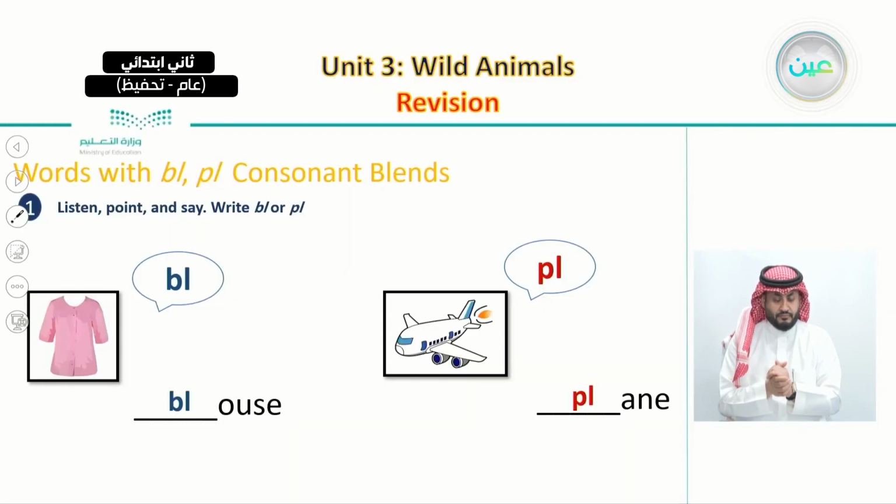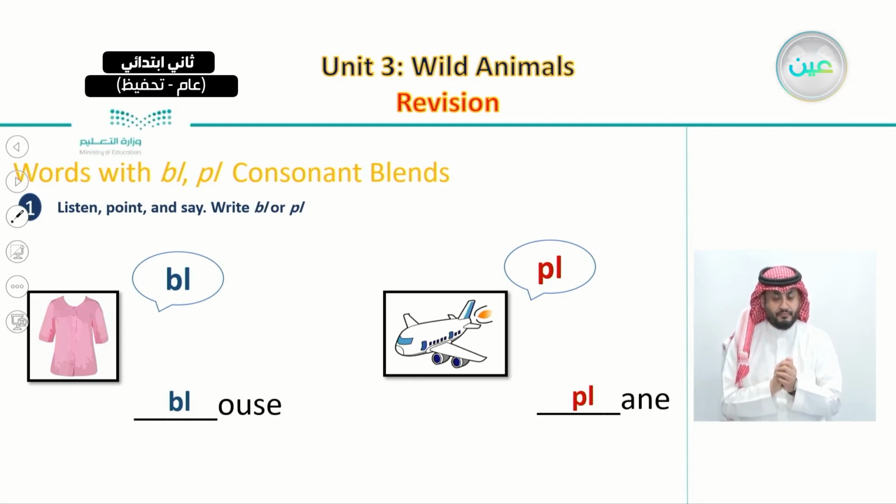So let's get to know the two different sounds of these two words. I'm going to say the sound, and I would like you to say it with me as well. So the first sound is BL, that can be heard in the word blouse. Blouse. Say with me, blouse. And the second sound is PL, that can be heard in the word plain. Plain. Say with me, plain.